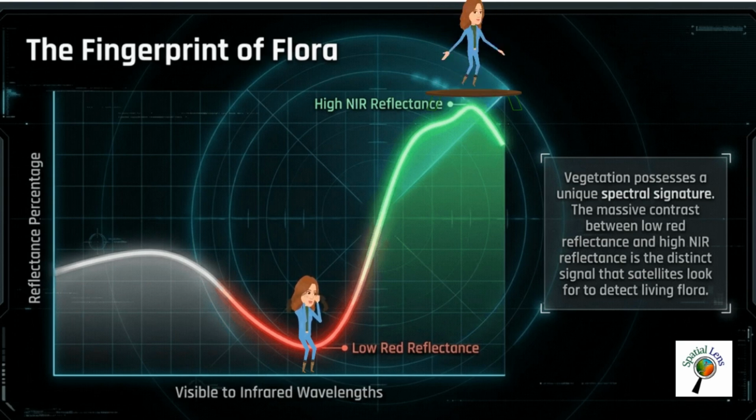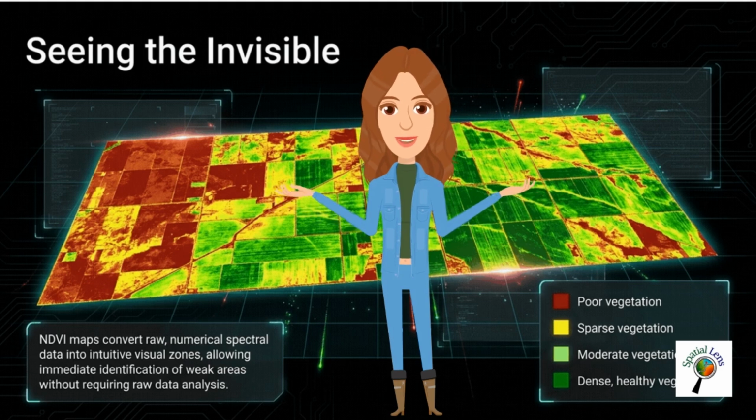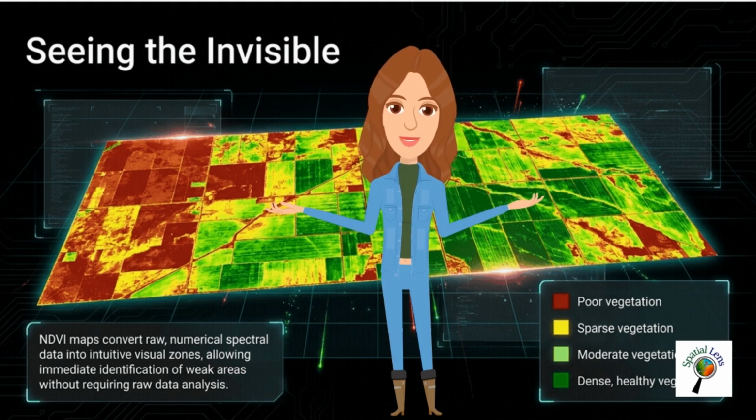NDVI is widely used in agriculture. Farmers use NDVI to monitor crop health, detect water stress, identify nutrient deficiency, and optimize irrigation. Instead of walking through every field, a farmer can analyze an NDVI map from satellite imagery. Weak zones appear immediately. This enables precision agriculture.